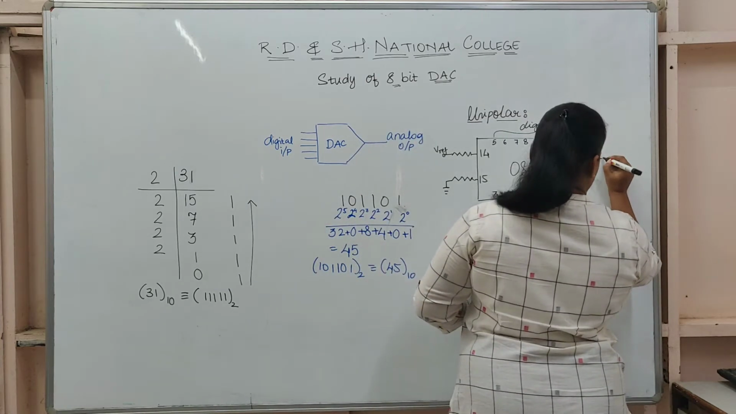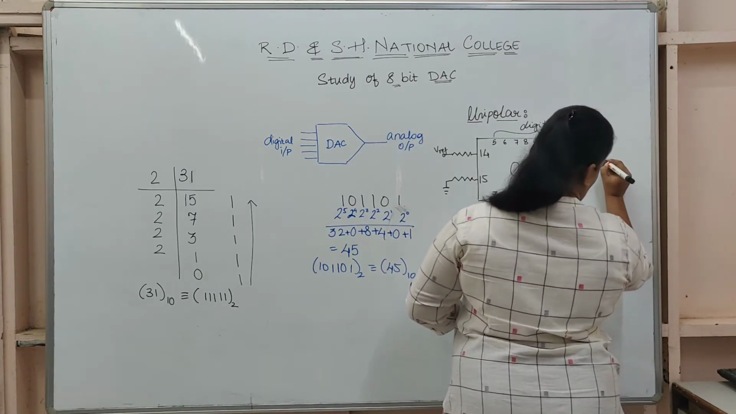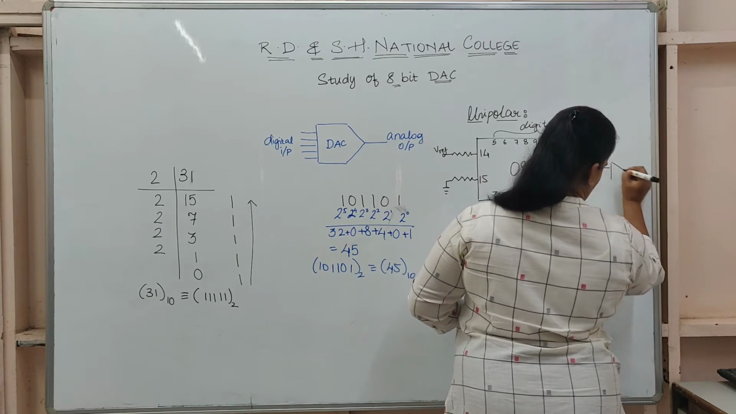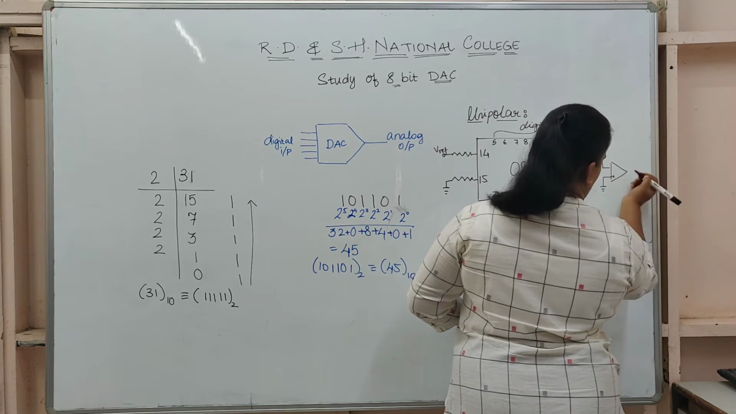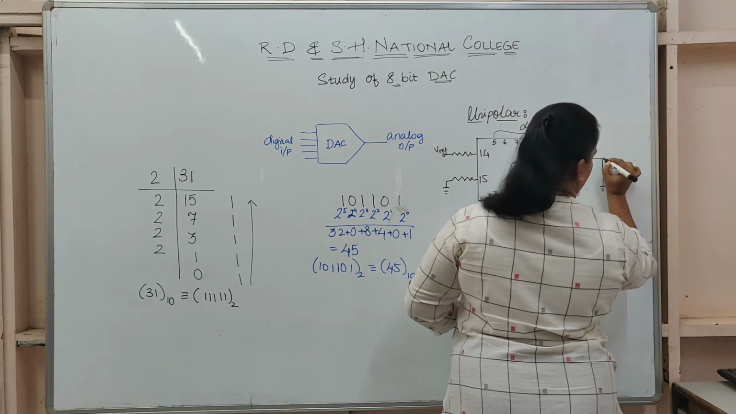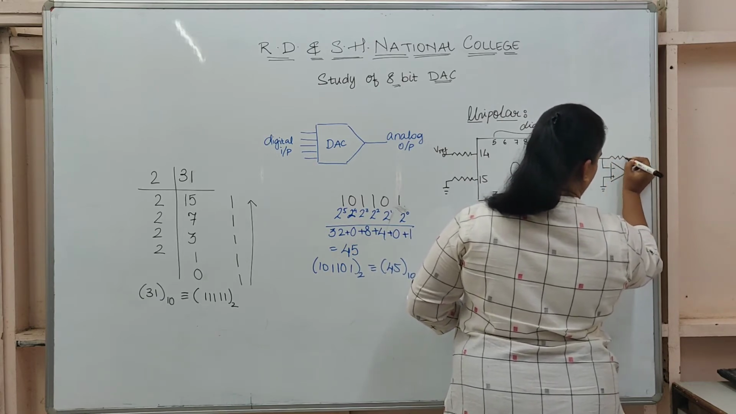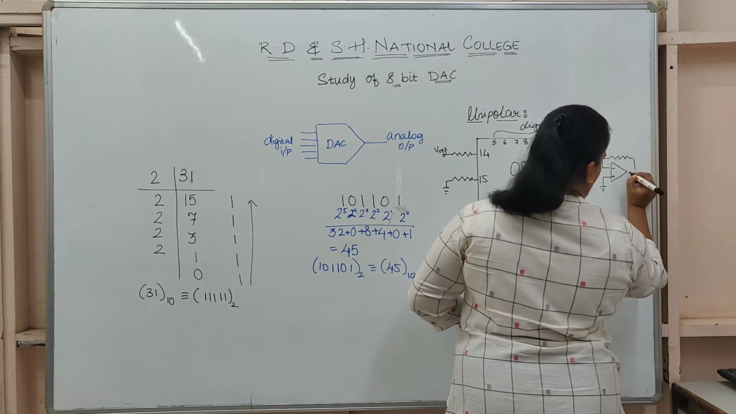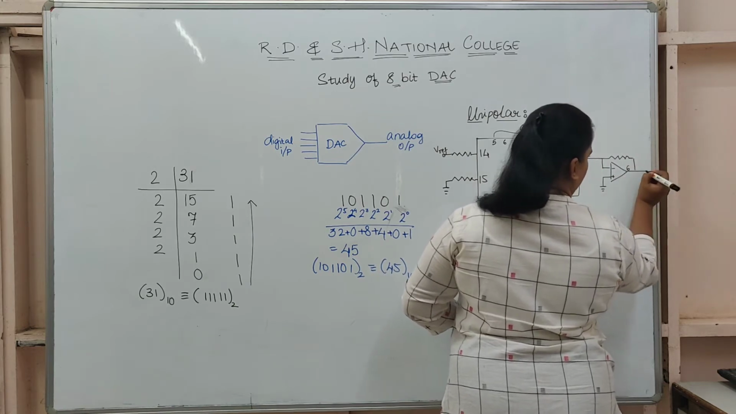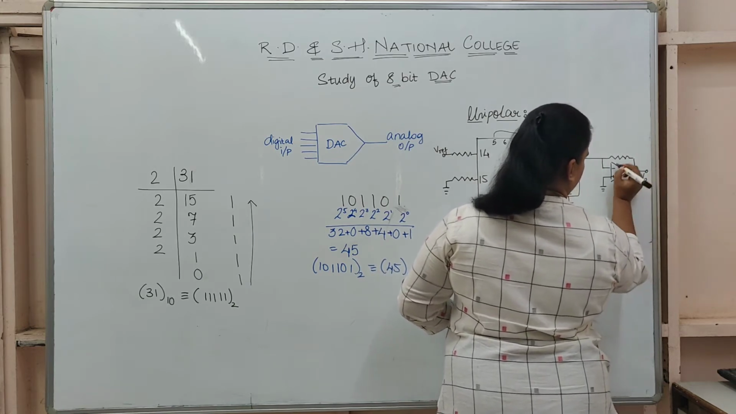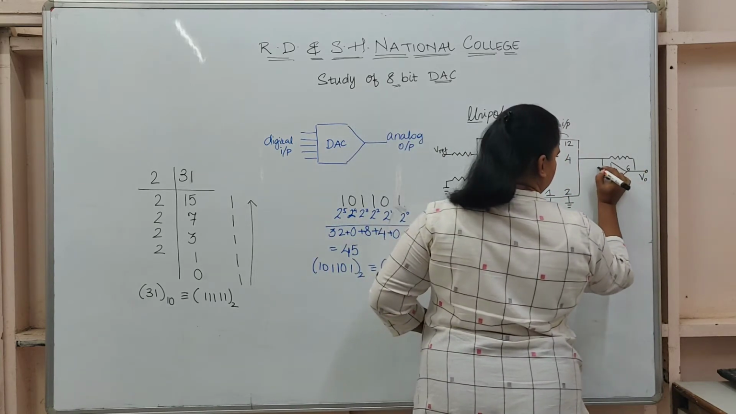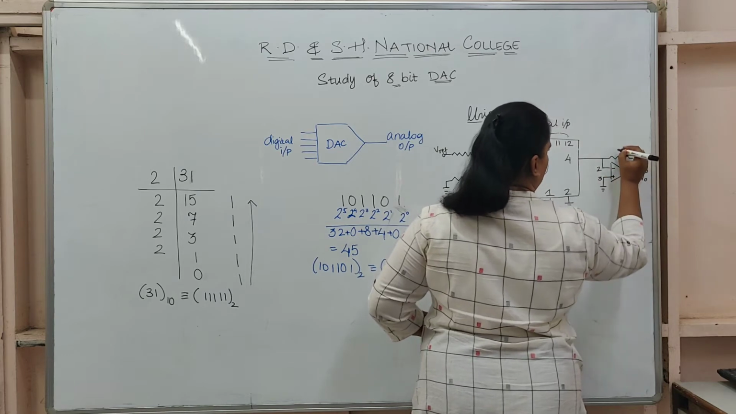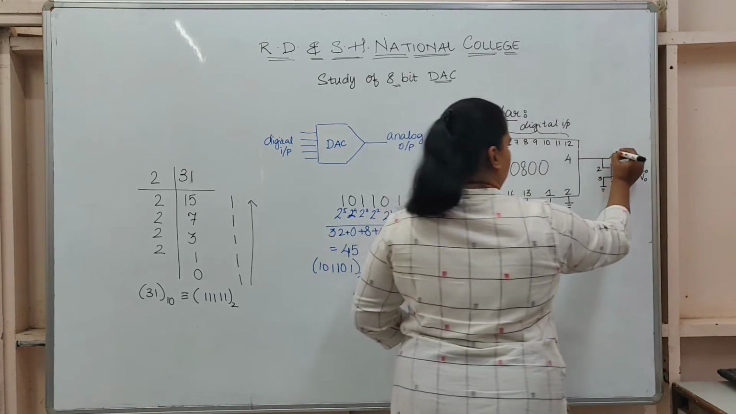This output is basically fed to an op-amp where the inverting input is connected with a feedback from your output. And again, the op-amp will have your plus VCC and minus VCC at pin 7 and 4 respectively. This is pin number 2, this is pin number 3, and this is some resistance R.